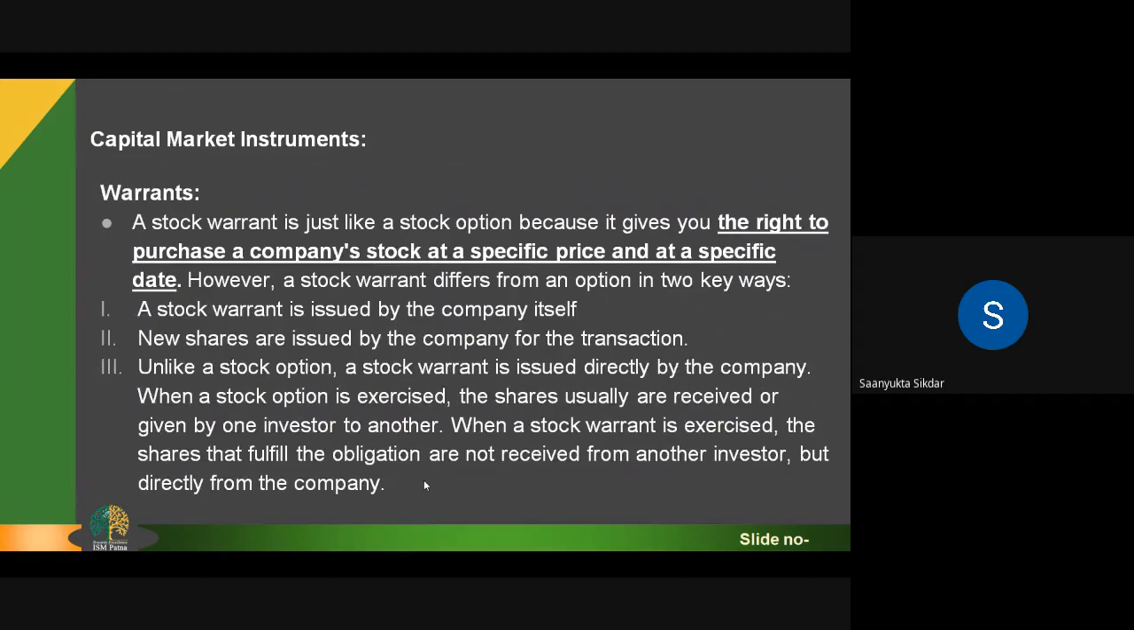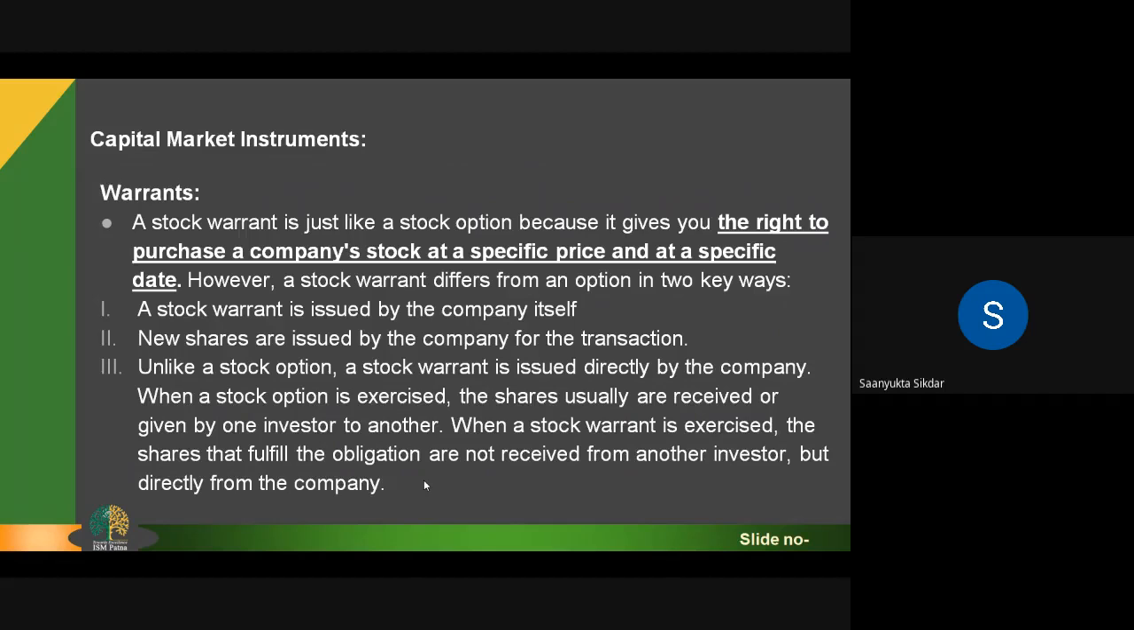A stock warrant is just like a stock option, we can say. As we talked about, the working of the warrant is similar to an option because it gives you, the buyer of the warrant, the right to purchase a company stock at a specific price and at a specific date. However, a stock warrant differs from the option in two key ways.